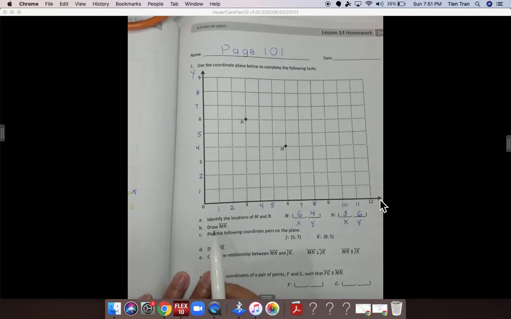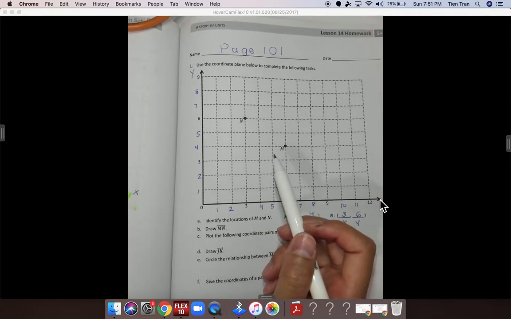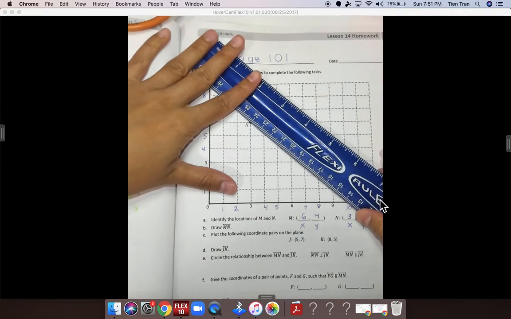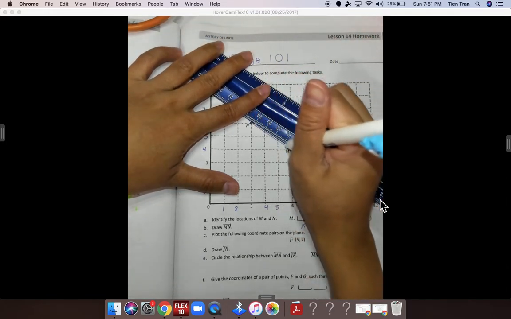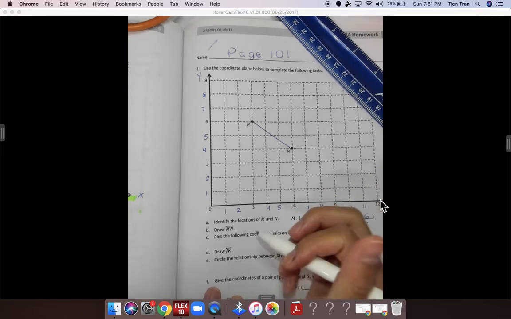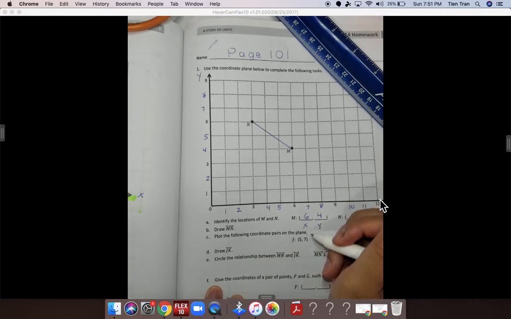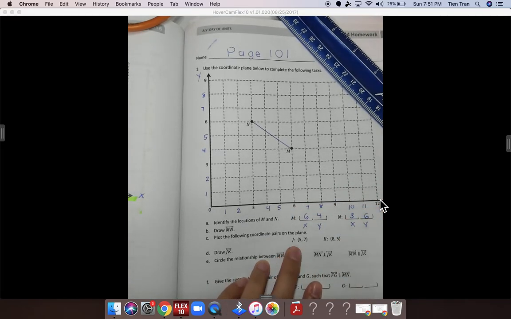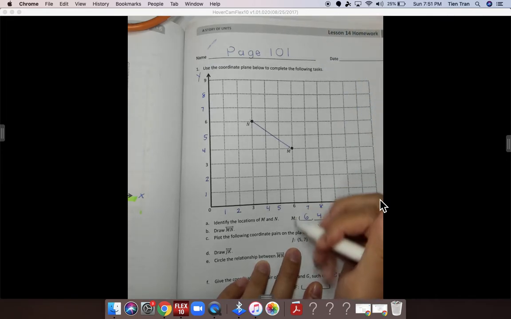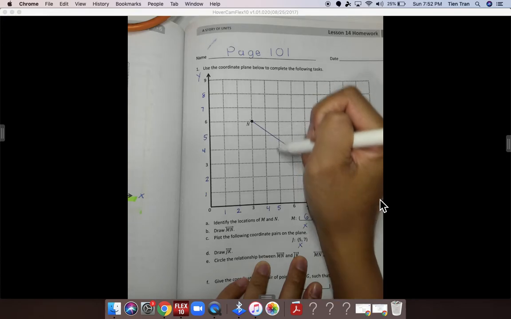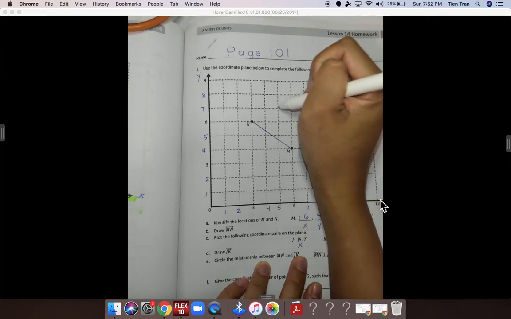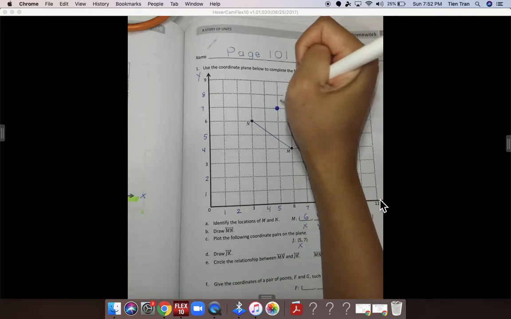Okay? Now it says draw a line MN. So that means that you are connecting the points together. And then it says, plot the following coordinate pairs on the plane. So now we have J and K that is given to us. So we're going to plot J, which is 5 for the x coordinate, and move up 7 for the y coordinate. So this right here is going to be called J.